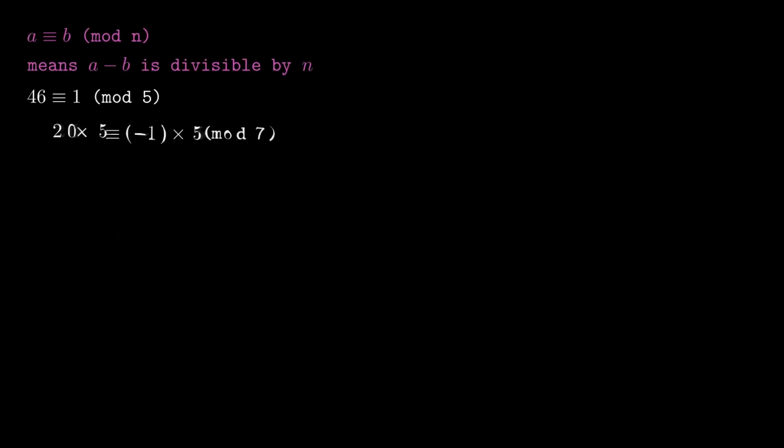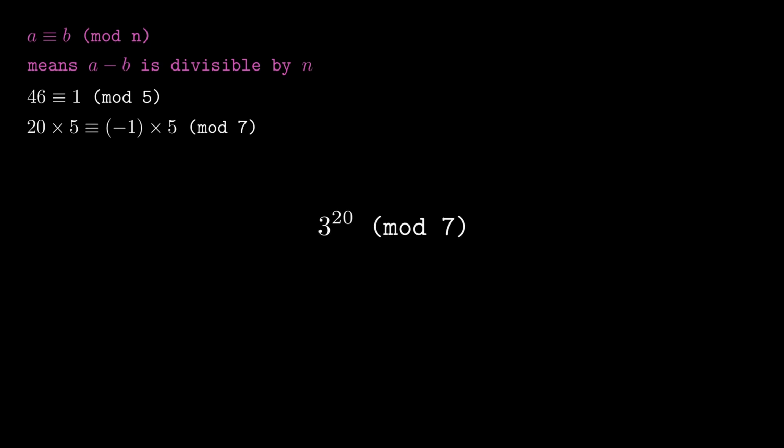A natural extension of our thoughts might be, since we can save effort during multiplication, can we save effort during exponentiation? This is where the amount of effort saved really starts to show. Let's try finding 3 to the 20 mod 7. Just like in the multiplication example, we could compute 3 to the 20 and then find the remainder. But that's clearly way too much effort to do by hand. 3 to the 20 is a huge number. What could we do instead?